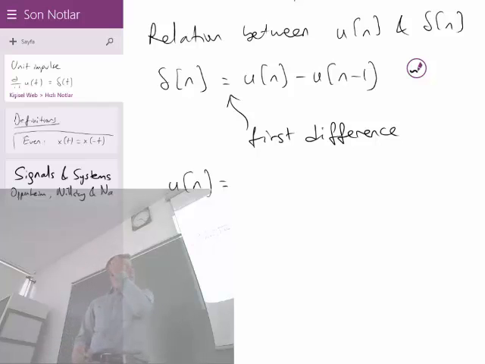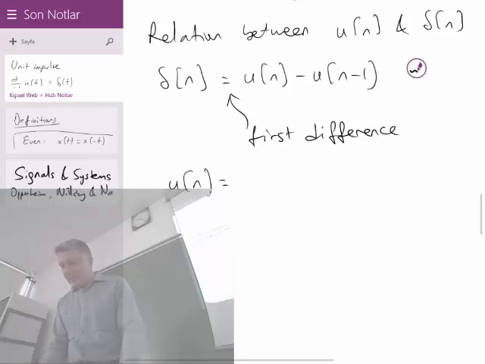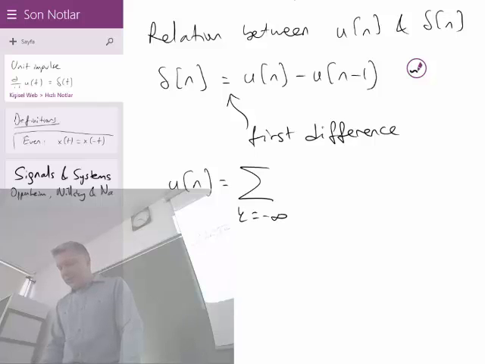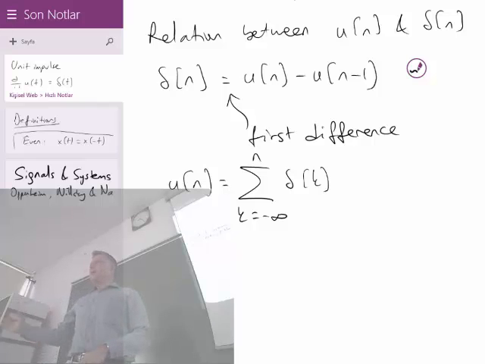And the inverse system is an integral from minus infinity to t. So I'm writing an integral from minus infinity to t of delta of tau. It's not u of tau, of course. It's delta of tau. Sorry. So this is u of n, a summation from minus infinity to n.